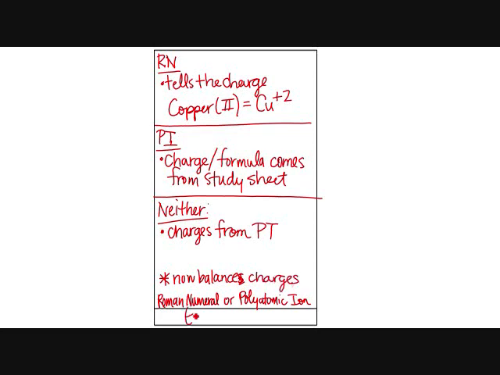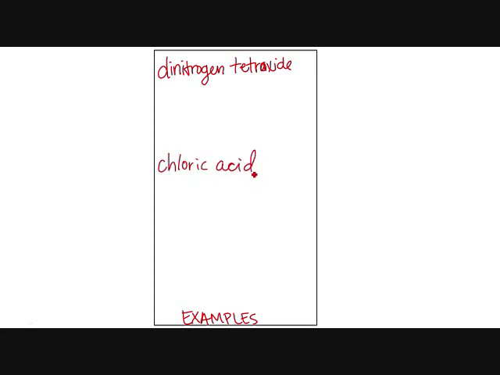So now our examples are going to be the last tab on what to do. So we're in examples. On all of these examples, you are given the name and you have to write the formula. So the first one we have is dinitrogen tetroxide. Then we have chloric acid. And we have potassium hydroxide.